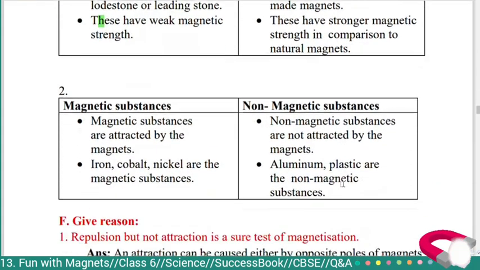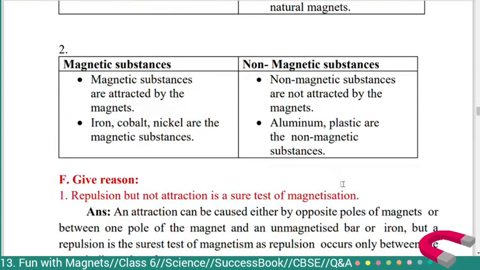Now the difference between magnetic substances and non-magnetic substances. Magnetic substances are attracted by magnets. Non-magnetic substances are not attracted by magnets. Examples of magnetic substances are iron, cobalt, nickel, whereas examples of non-magnetic substances are aluminium, plastic, etc.